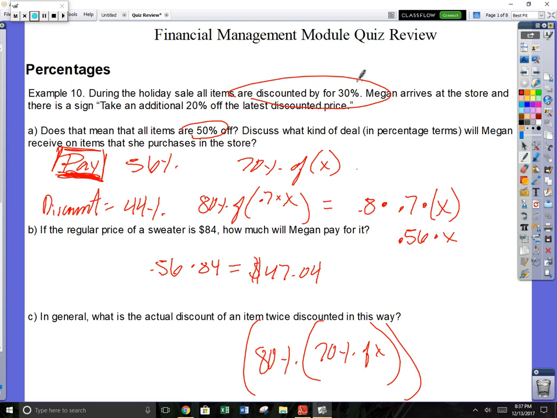So you start with the original, you do that first, and then all subsequent discounts you times. And this will give you, you're going to pay 56% of X. Now once you know what you're paying, then find the discount. So your discount is going to be 44%.